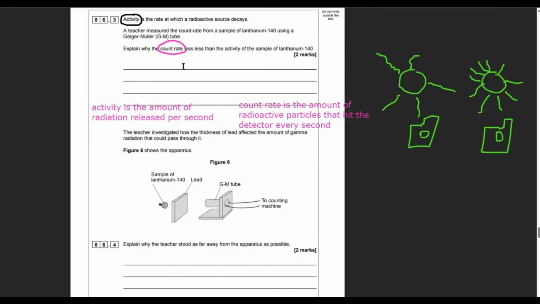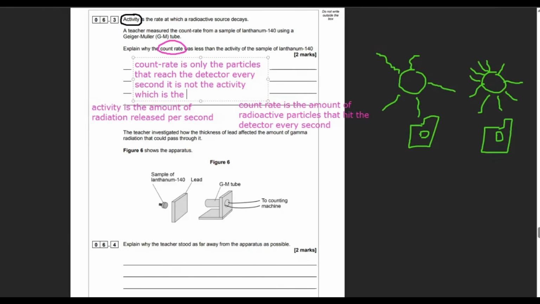Now, enough of that waffle. I've got to put this into 2 marks. Explain why count rate was less. So we want to say count rate is only the particles that reach the detector every second. It is not the activity, which is the total particles decayed a second. I think I've made that pretty clear in that answer, and that is the 2 marks.